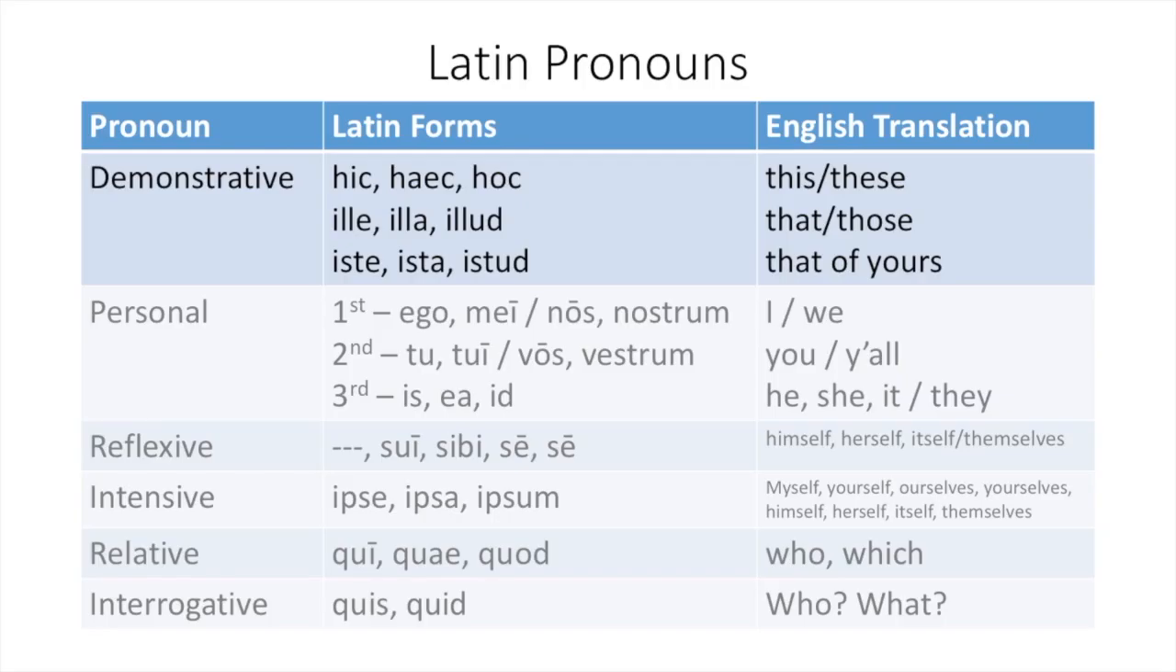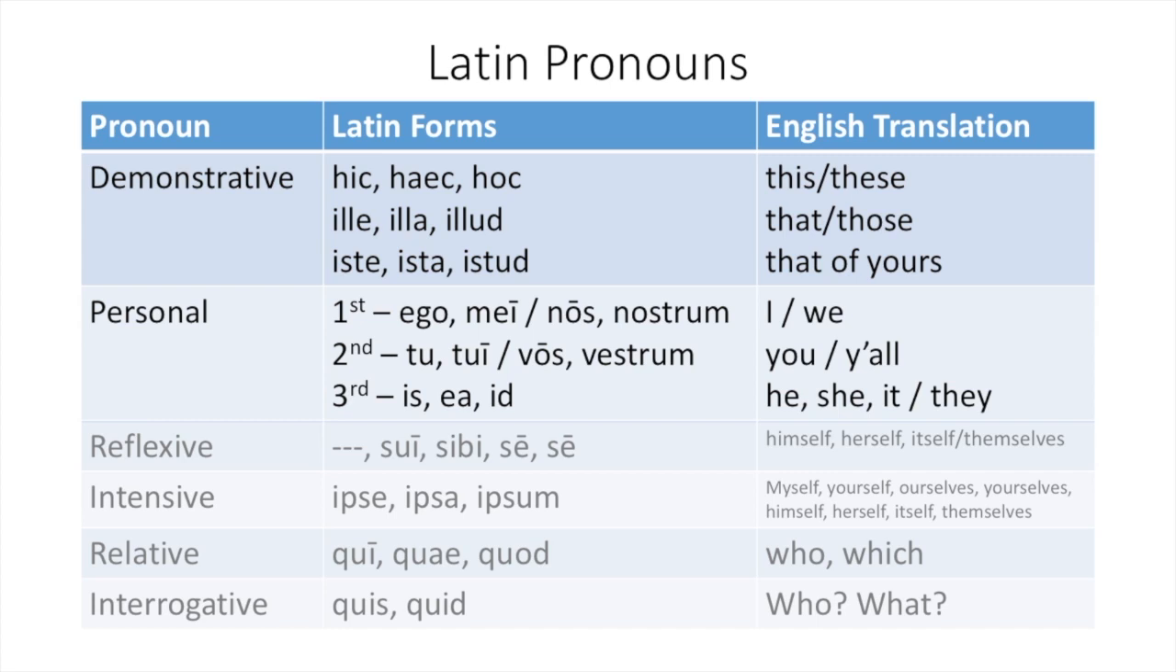You already know some of the 6 pronouns that Wheelock will introduce to you. You know the demonstrative adjectives and pronouns hic, haec, hoc, ille, illa, illud, and iste, ista, istud, meaning this, that, and that of yours, or in the plural, these, those, and those of yours. This video will teach you another group of pronouns, the personal pronouns. In English, these mean I, you, he, she, it, we, y'all, and they.